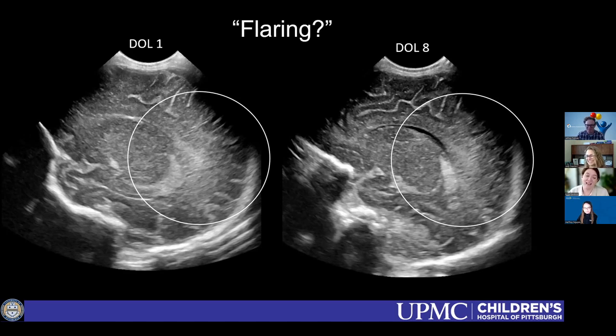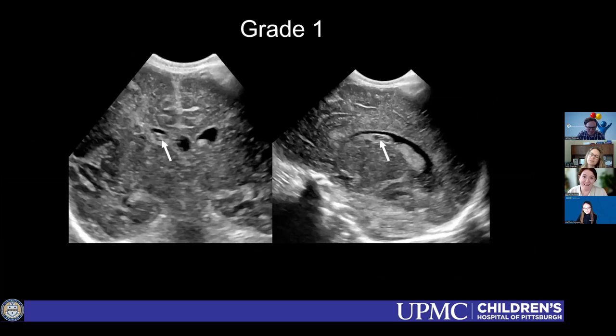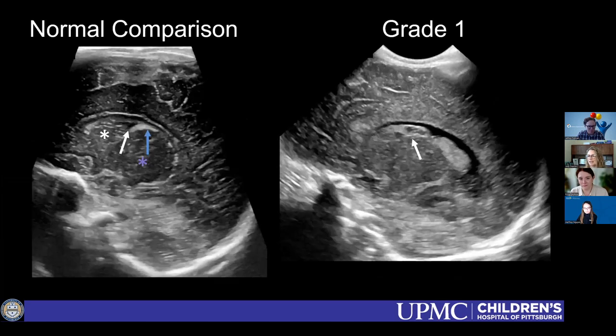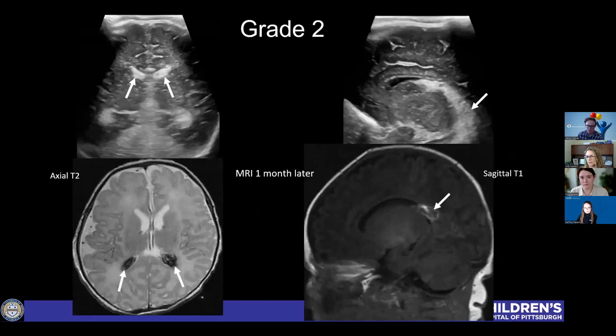So thank you guys. Oh, I feel like you have to go through the other germinal matrix hemorrhage grading. So grade 1, it's the traditional anterior germinal matrix where you get blood. And I like to show normal comparisons for my trainees. On the sagittal view, the caudate is the white asterisk, the thalamus is the purple asterisk. And if you have anything sitting on top of or anterior to the choroid plexus, right in that little groove, that's the grade 1 we're talking about.